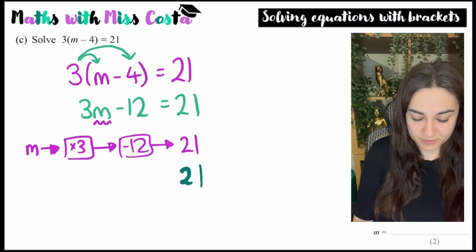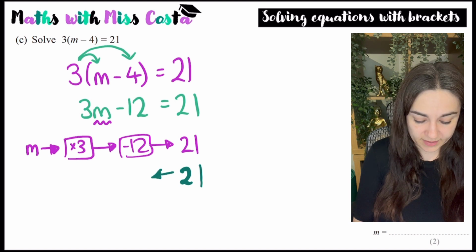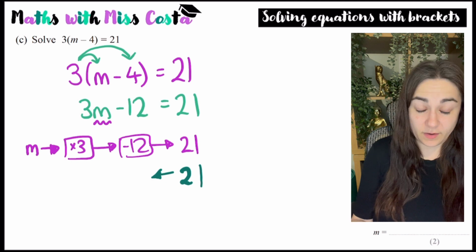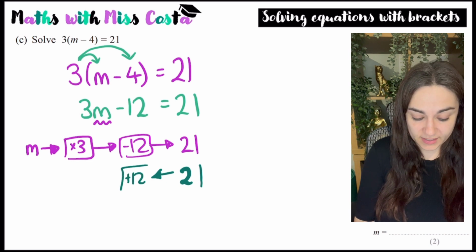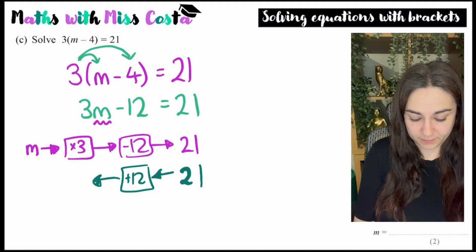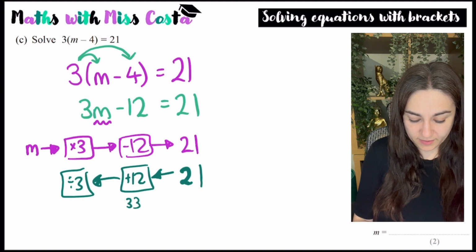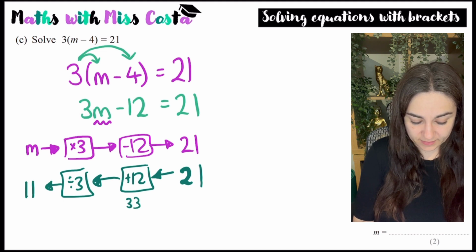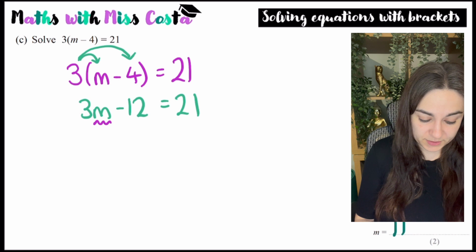And the reason a function machine is helpful is because if you do the reverse, you can solve it quite easily. So if we're going in the reverse direction, we have to do the inverse of each operation. So the opposite of -12 is +12. And then the inverse of timesing by 3 is dividing by 3. So 21 plus 12 is going to give me 33. And 33 divided by 3 is going to give me 11. So m is 11. And that's how you do it with a function machine.